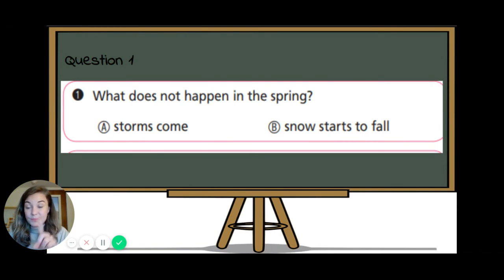Question number 1. It says, what does not happen in the springtime? A, storms come, or B, snow starts to fall? What does not happen in the springtime? A, storms come, or B, snow starts to fall? I'll give you 5 seconds to think.